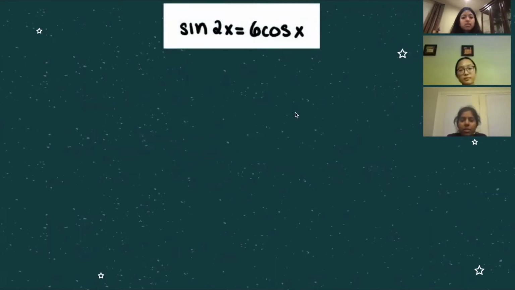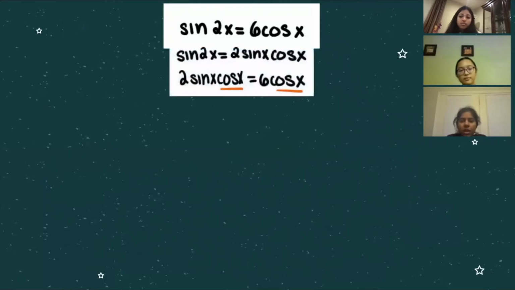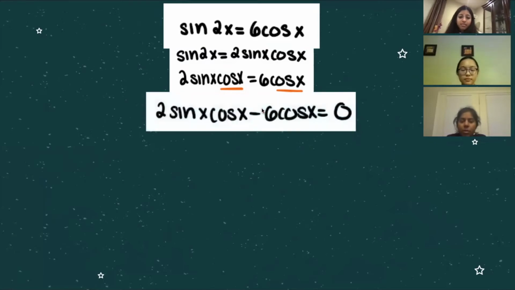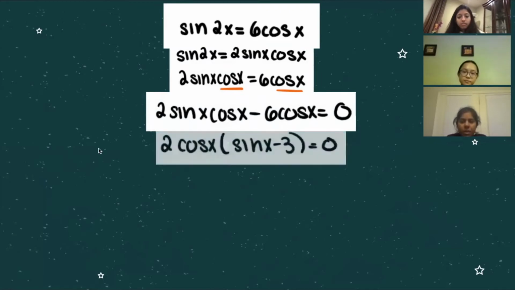Sine 2x equals 6 cosine x. The first step we're going to do is recognize that we can use a double angle, therefore we can make the problem 2 sine x cosine x equals 6 cosine x. Then we're going to subtract both sides by 6 cosine x and get 2 sine x cosine x minus 6 cosine x equals 0.